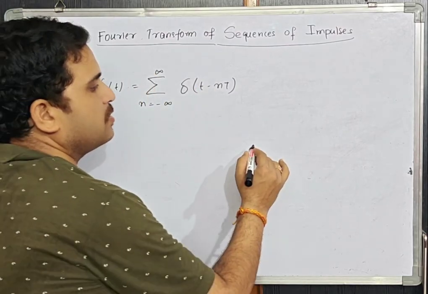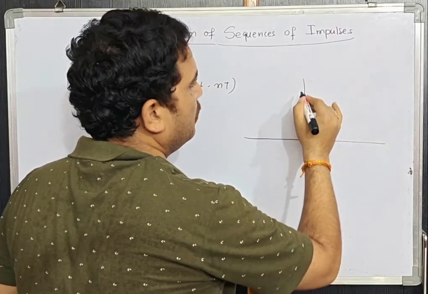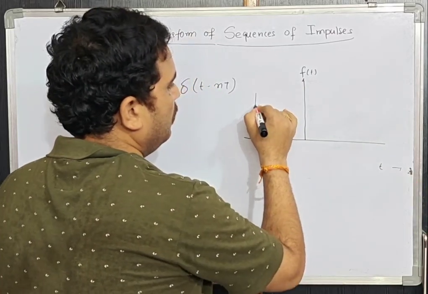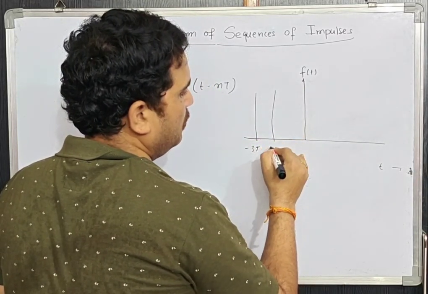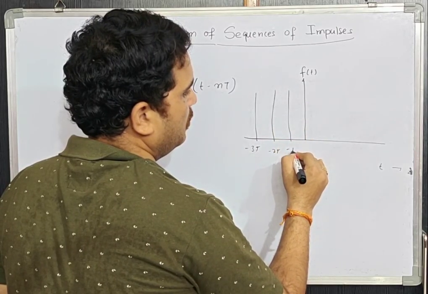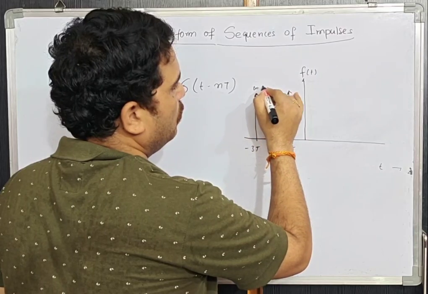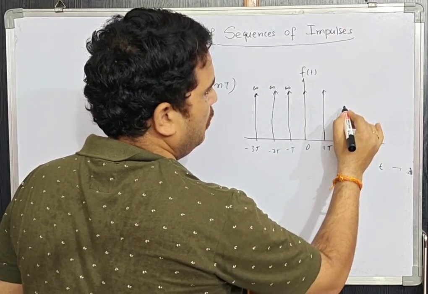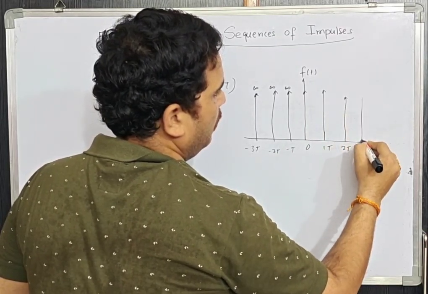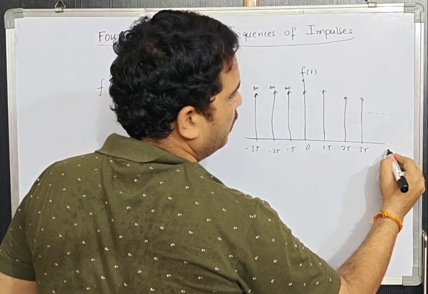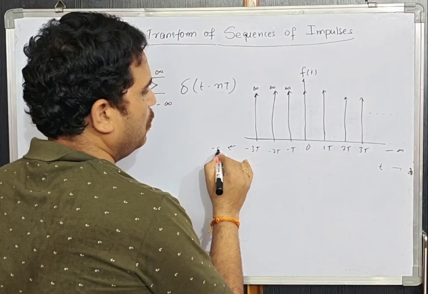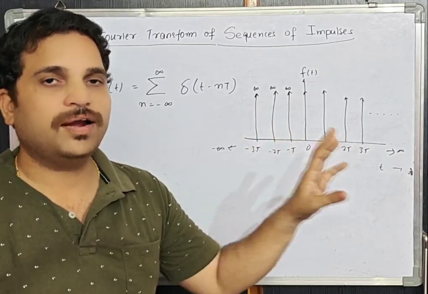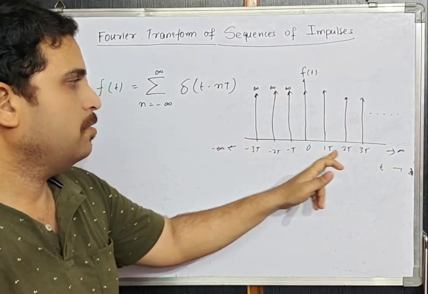Let us see graphically how it is. If we draw a graph of f of t versus t, suppose this is minus 3T, this is minus 2T, this is minus T, and this arrow represents a value that goes up to infinity, and at 0 also it goes to infinity, at 1T, at 2T, and at 3T, and it goes on as t goes from minus infinity to plus infinity. So this is a summation of Dirac delta functions which are defined at nT, for negative and positive n.